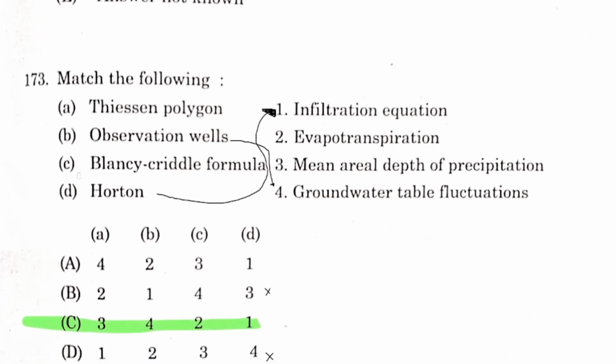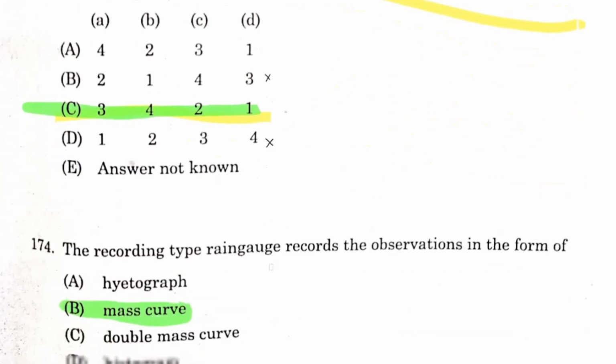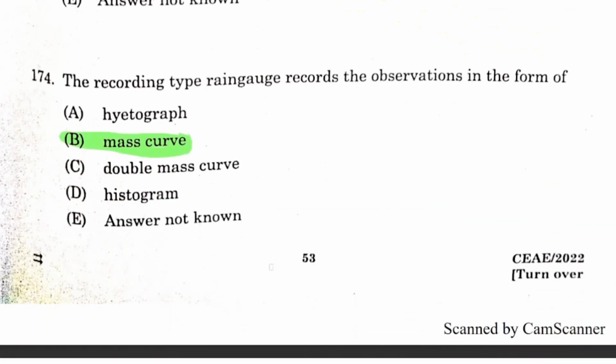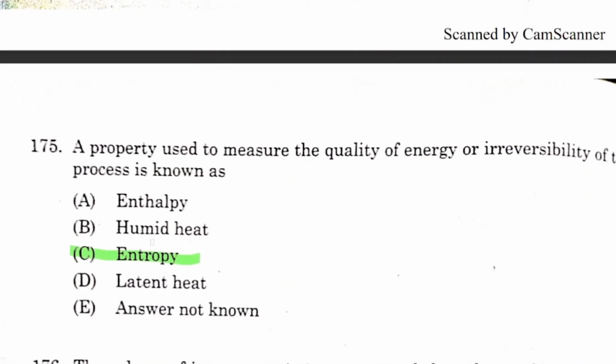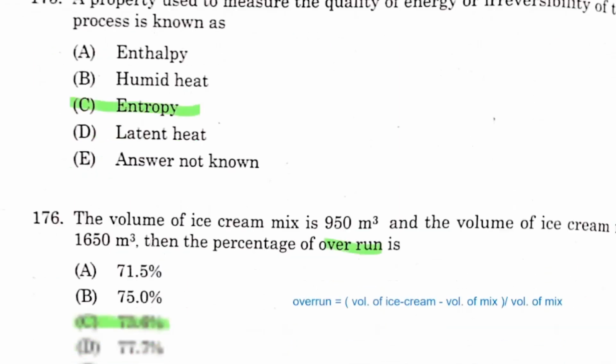Next, match the following. Thiessen polygon method, that is mean areal depth of precipitation, and observation well belongs to groundwater table fluctuations. So here correct match is option number C. Next, the recording type rain gauge records the observation in the form of mass curve. Next one is the property used to measure the quality of the energy and irreversibility of the process is known as entropy.